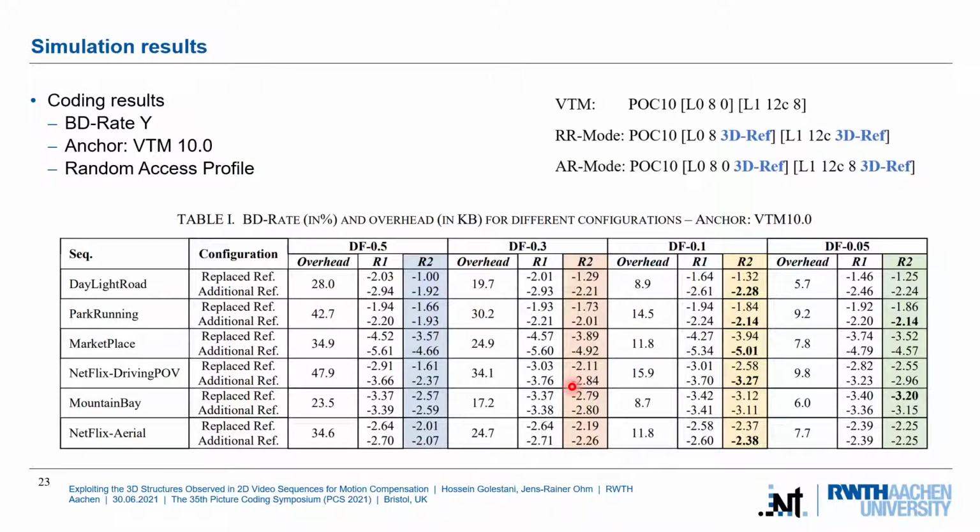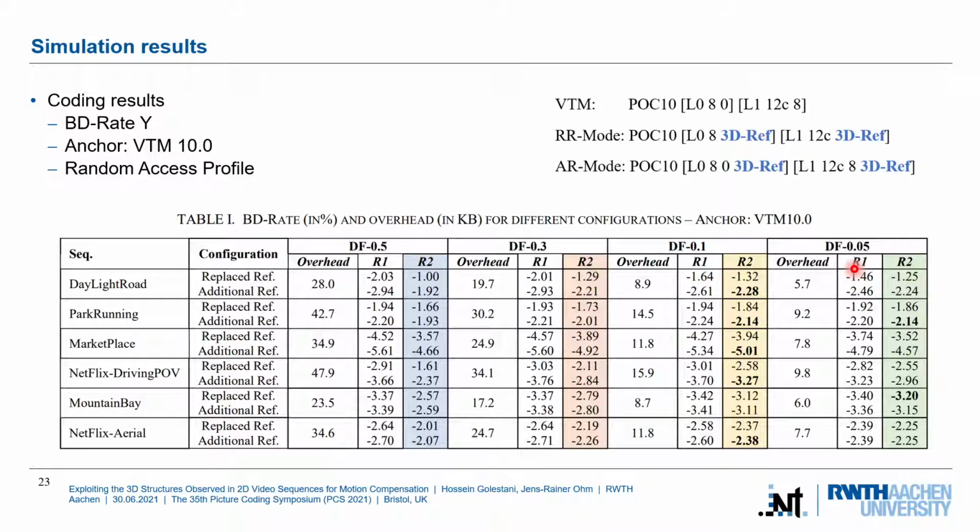Okay, so here we go. This is the complete big table of the results. We have tested 6 sequences in 2 different modes, replace reference mode and additional reference mode. For each mode we have reported the results for 4 different decimation factors, like 0.5, 0.3, 0.1 and 0.05 for each.